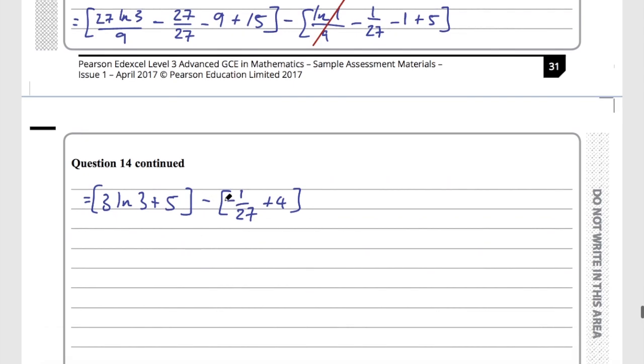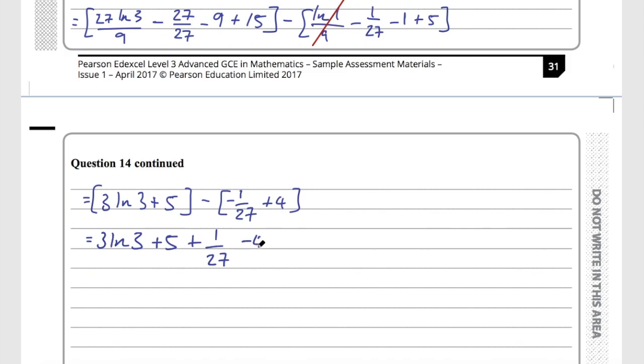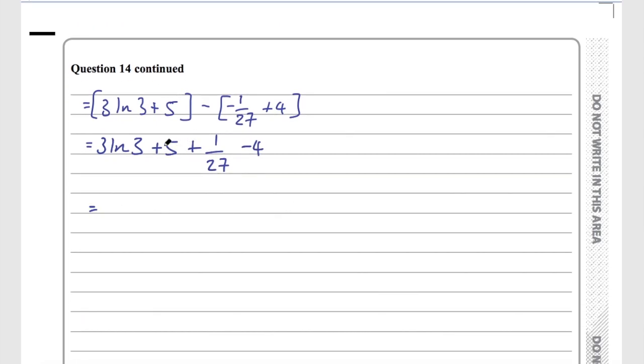And then let's expand this negative out to all of the terms inside those brackets. So we've got 3 log of 3 plus 5 plus 1 on 27 minus 4. And then plus 5 minus 4, that's going to be plus 1. So we can write this as 3 log of 3 plus 1 plus 1 on 27. And then we need to combine this 1 and this 1 on 27. So 1 can be rewritten as 27 on 27 plus 1 on 27. That's going to equal 28 on 27.